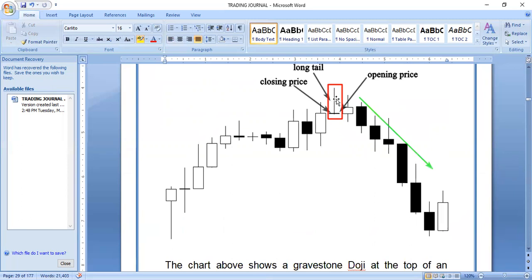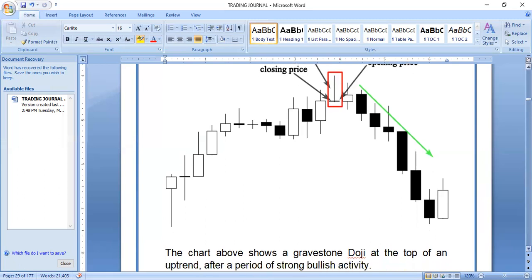After the formation of the gravestone doji, sellers pressed. Sellers came into control, giving buyers a lot of pressure, and then buyers were forced to give up, giving sellers the opportunity to control the market.